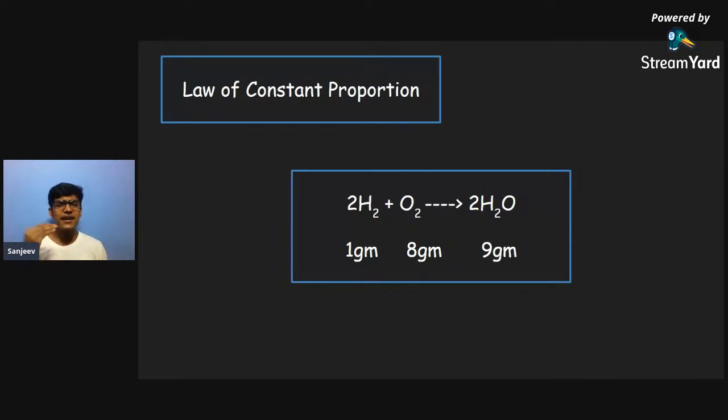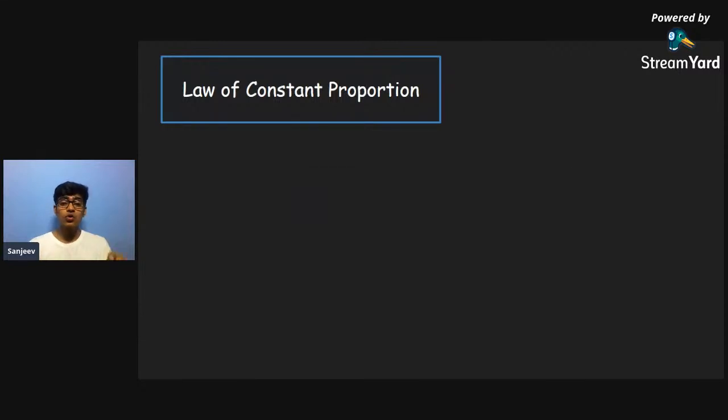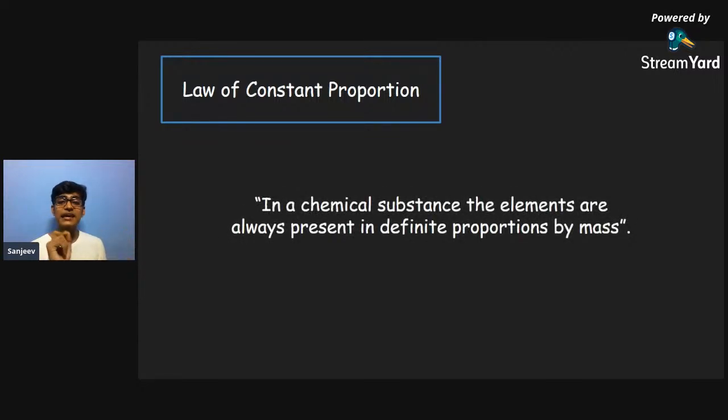Suppose we take another example of ammonia, N and H3, that is nitrogen and 3 atoms of hydrogen. So NH3 is the formula for ammonia. The ratio in which those elements mix is 14 to 3. So they will have a constant proportion. So the statement for it is, in a chemical substance, the elements are always present in definite proportion by mass.